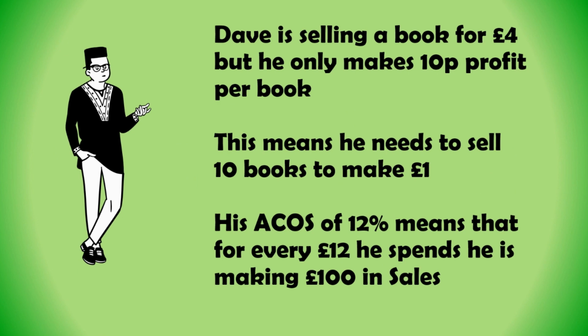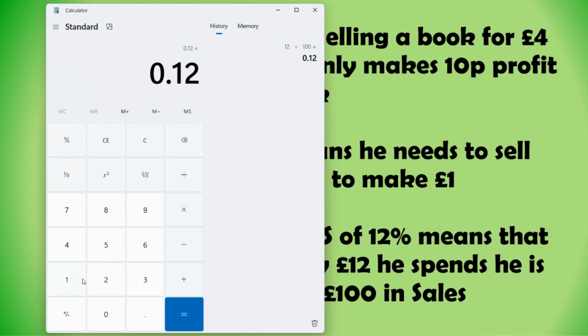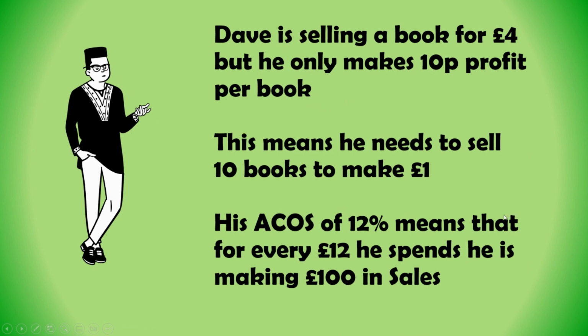Well, let's look at Dave in particular. So Dave is selling a book for £4, but he's only making 10 pence profit per book. That means for every 10 books that he sells, he makes £1 in profit. His ACOS of 12% means that for every £12 that he spends, he makes £100 in sales. Remember how we do it? So it's 12 divided by 100. So that's the £100 in sales times by 100. So that's 12%. Okay. So his ACOS of 12% means that he is spending £12 to make every £100 in sales.